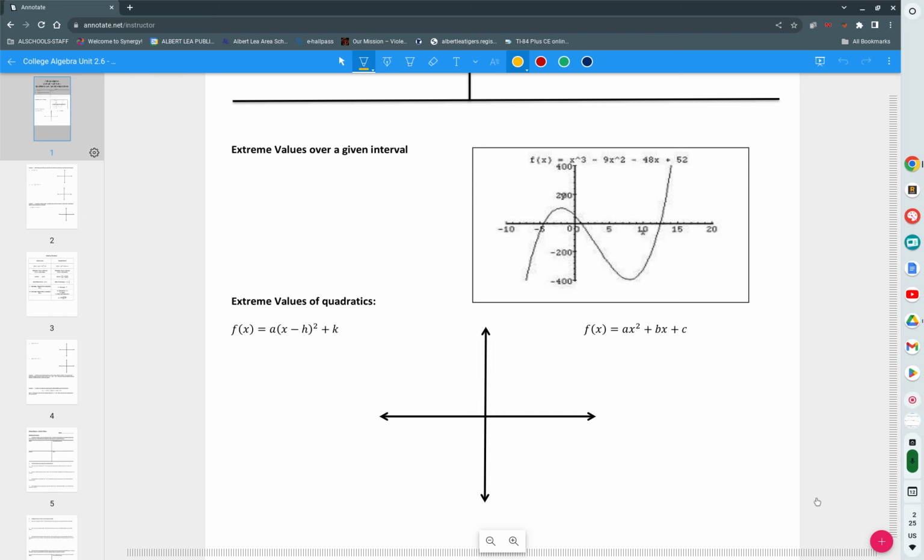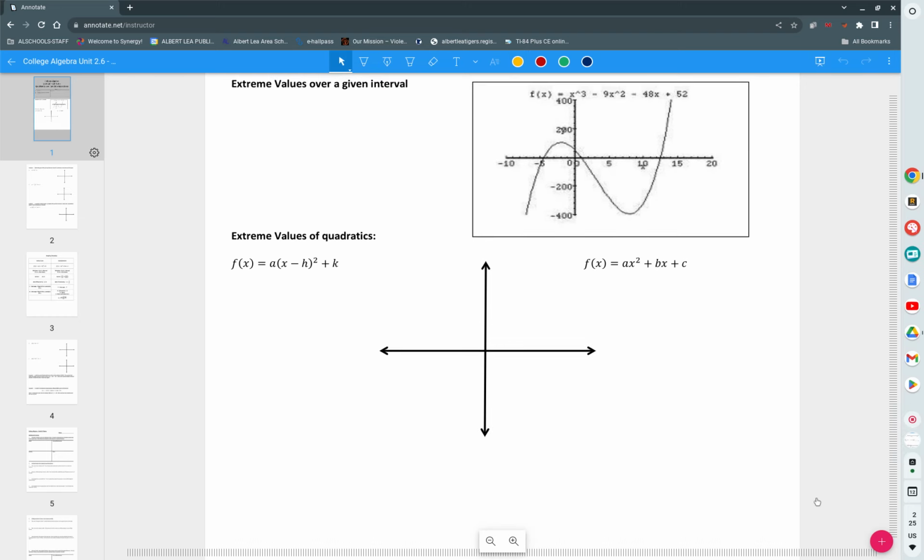All right, so today we want to start talking about extreme values over given intervals, and specifically parabola shapes. But just a little bit of an introduction. These points on the graph are extremely interesting to us. This is what we call a local maximum.